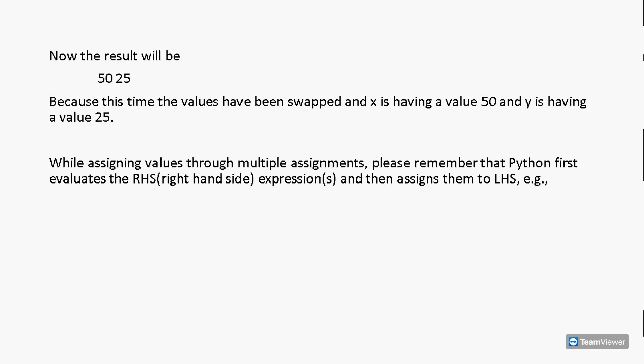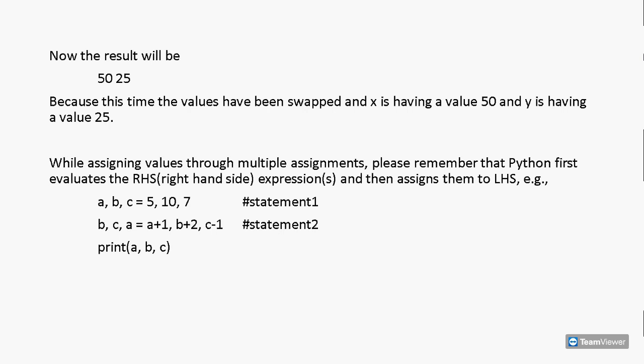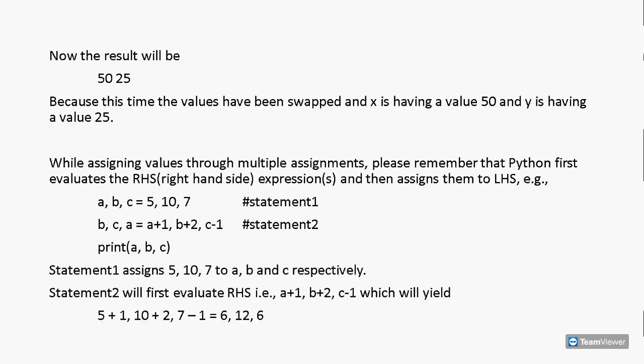There is one important thing here. While assigning values through multiple assignments, please remember that Python first evaluates the right hand side expressions and then assigns them to left hand side. Example, a, b, c equal to 5, 10, 7. b, c, a is equal to a plus 1, b plus 2, c minus 1. Print a, b, c.